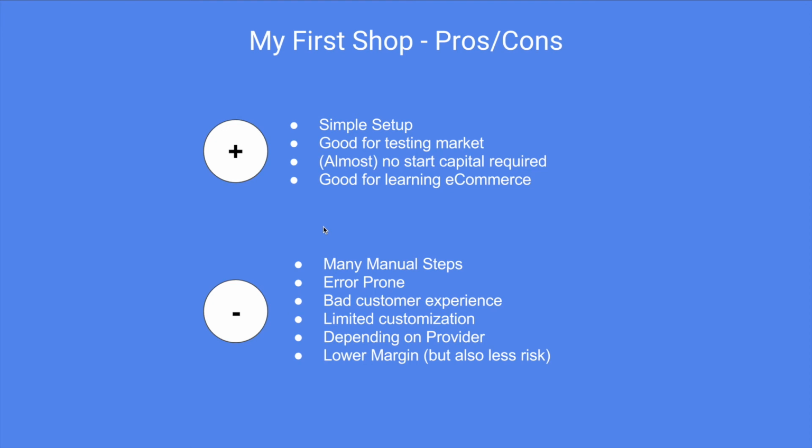And of course, because you have an additional broker or middleman, your margin might be lower, but this reflects your lower risk very well, since you don't have to buy stock up front. You just order it when you get an order on your side, and so the risk is very low.